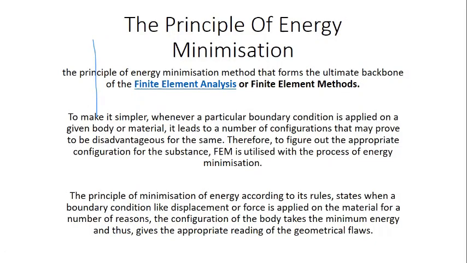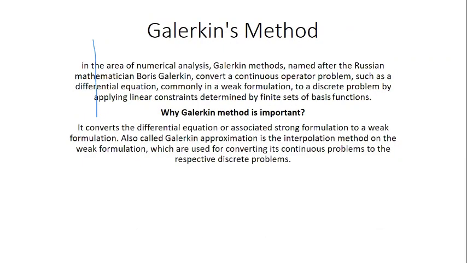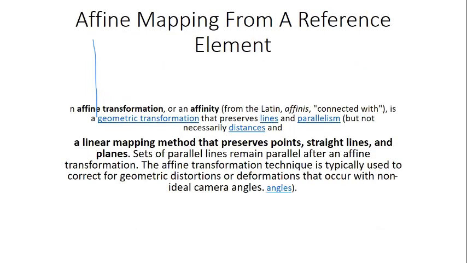And what is the principle of energy minimization? It says that whenever a boundary condition like a displacement or force is applied on the material for a number of reasons, the configuration of the body takes the minimum energy and thus gives the appropriate reading of the geometrical flaws. And that was where Galerkin's method was birthed, which I encourage us to read more about.